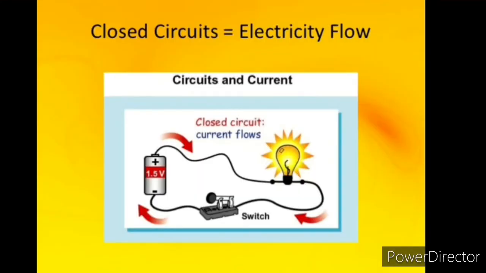Let's see this closed circuit diagram. In this diagram, you can easily see the circuit is closed. That's why this bulb glows. If the circuit is not closed, then the bulb is not able to glow. So what you understand is, in a closed circuit, electricity always flows. So the bulb always glows.